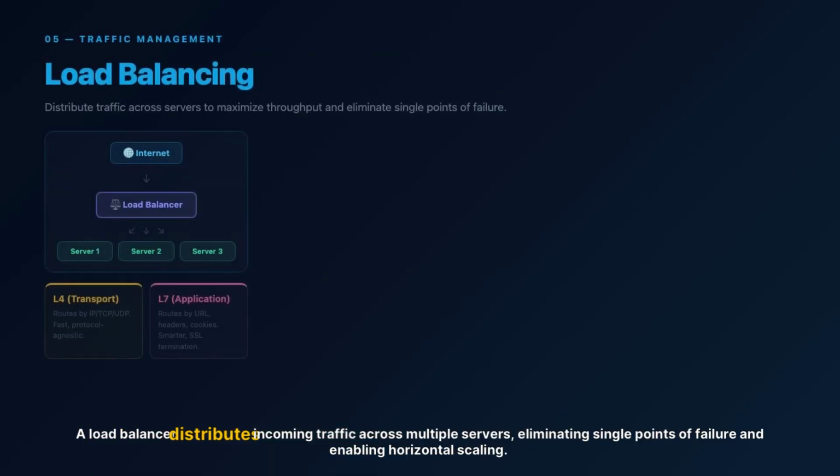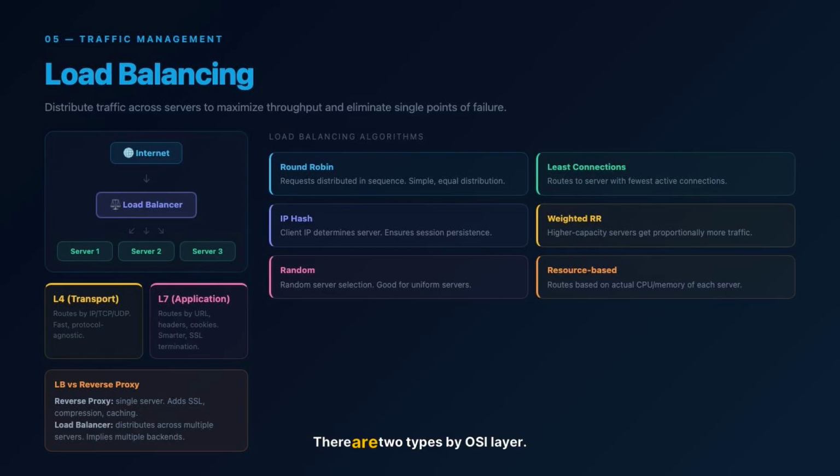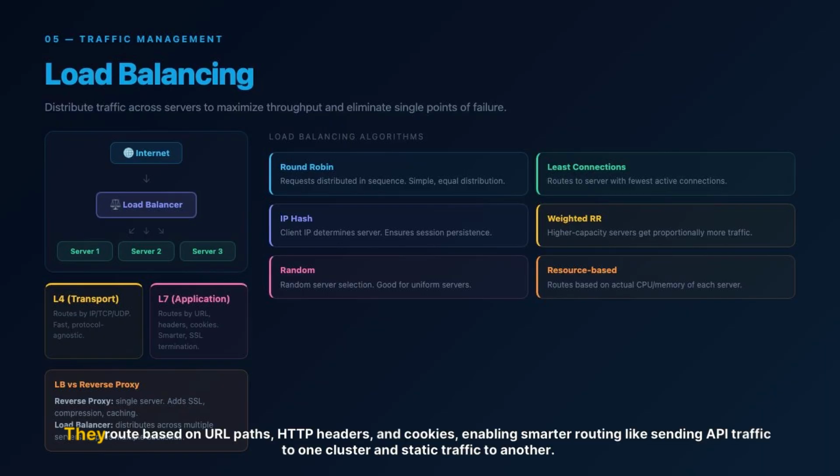A load balancer distributes incoming traffic across multiple servers, eliminating single points of failure and enabling horizontal scaling. There are two types by OSI layer. Layer 4 load balancers work at the transport layer. They route based on IP and TCP/UDP ports. They're fast and protocol agnostic. Layer 7 load balancers work at the application layer. They route based on URL paths, HTTP headers, and cookies, enabling smarter routing like sending API traffic to one cluster and static traffic to another.